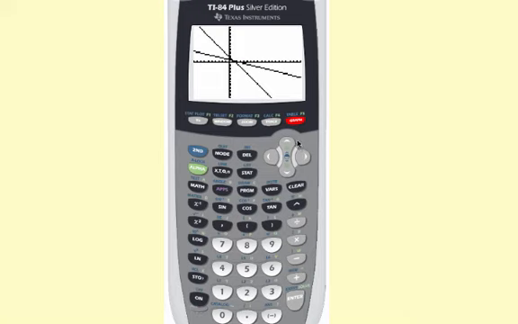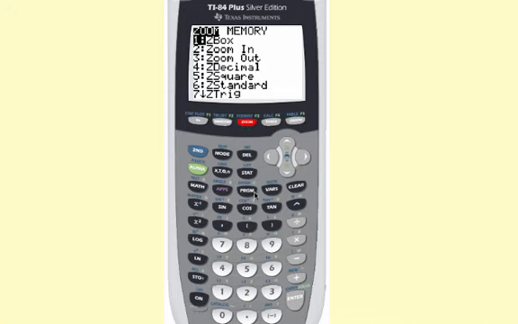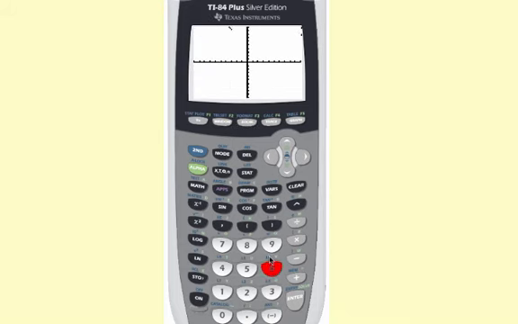Okay, now I'm looking for the intersection between these two equations. Looks like the window's a little off here. I'm going to choose zoom and then 6 and see if that gives me a better view. That's the standard view. And there's an intersection right here. So I'm going to calculate it using the calculator.